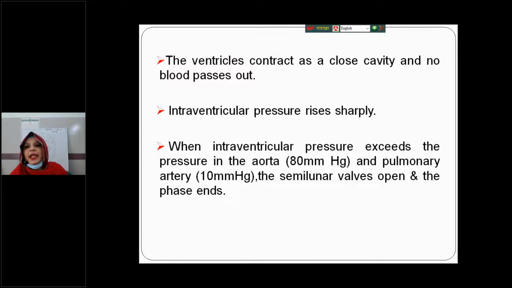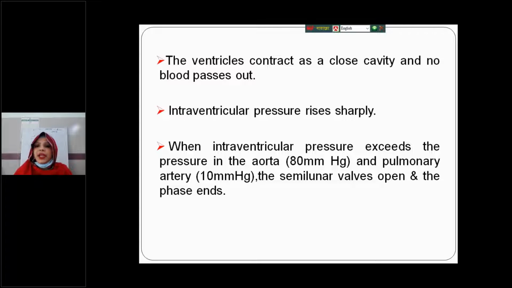So the ventricle contracts as a closed cavity and no blood passes out. So intraventricular pressure rises very sharply, because think about this: the AV valve is now closed and the semilunar valve is not yet open. That is, both doors are closed. In the right ventricle and left ventricle, both valves are closed. The tricuspid valve is closed, the bicuspid valve is also closed, and the semilunar valves, that is the pulmonary valve and aortic valve, are also closed. So both doors are closed on both sides. So the ventricle contracts as a closed cavity and no blood passes out. Whenever the ventricle contracts, intraventricular pressure rises very sharply.